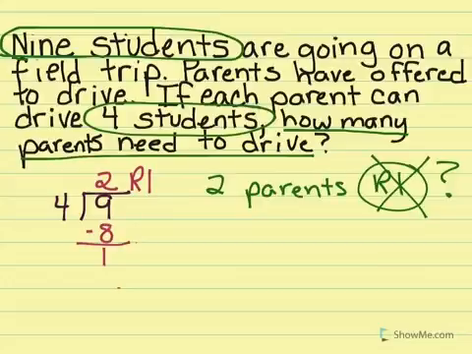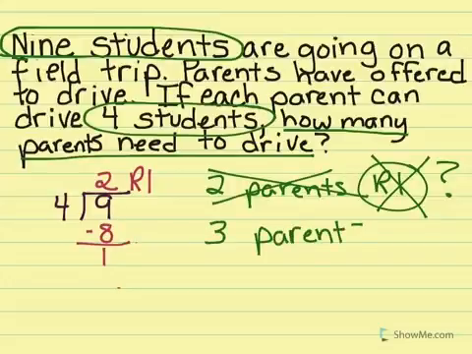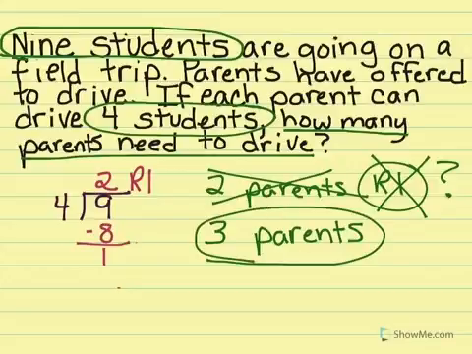That means we would have 1 kid not with a parent. In this case, I need to round up so that I have enough parents to drive all 9 students. In this case, I would say I need 3 parents to drive. So watch out for questions where you need to round up.